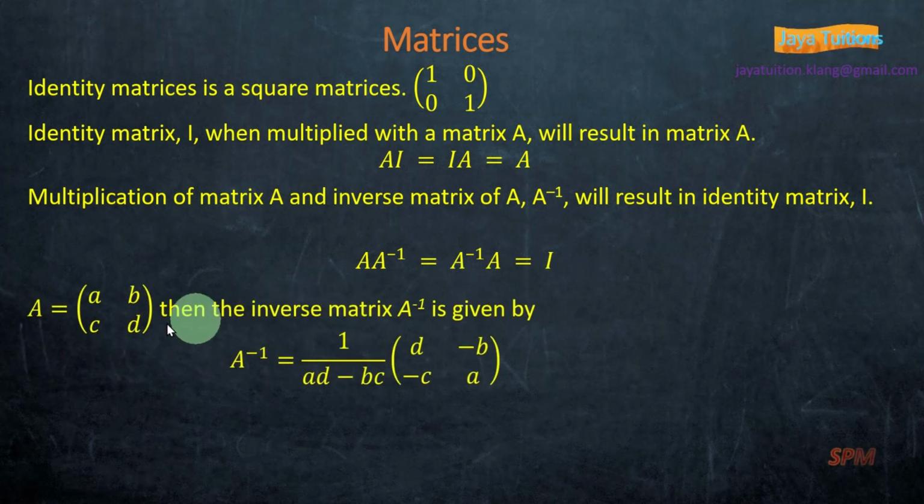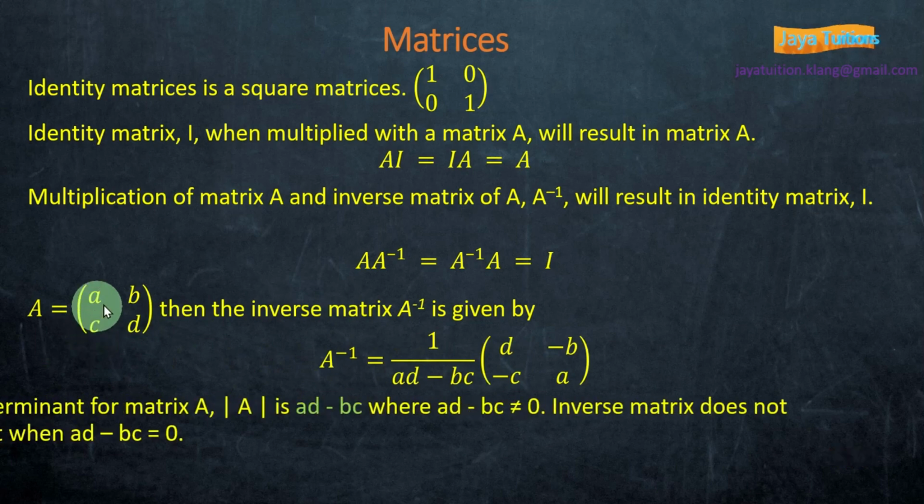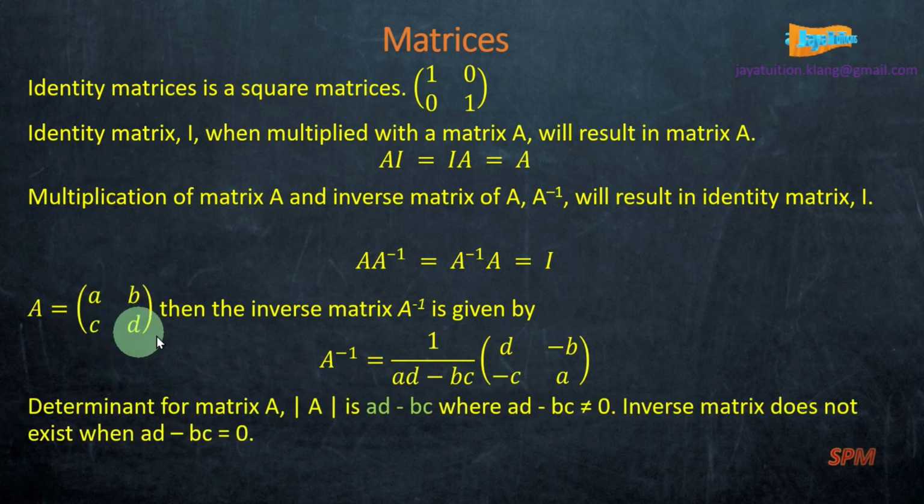If you are given a matrix A having elements a, b, c, d, then the inverse matrix can be found out by taking the determinant's value. The determinant value of A is a times d minus b times c, which will be a number from the given matrix.